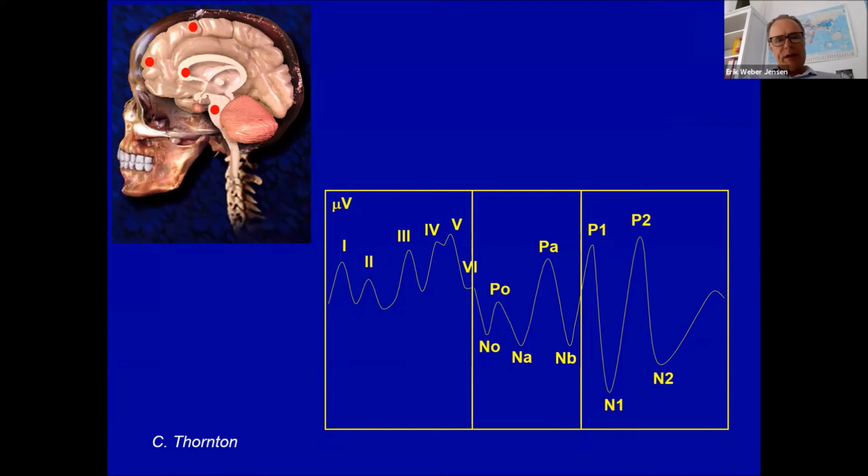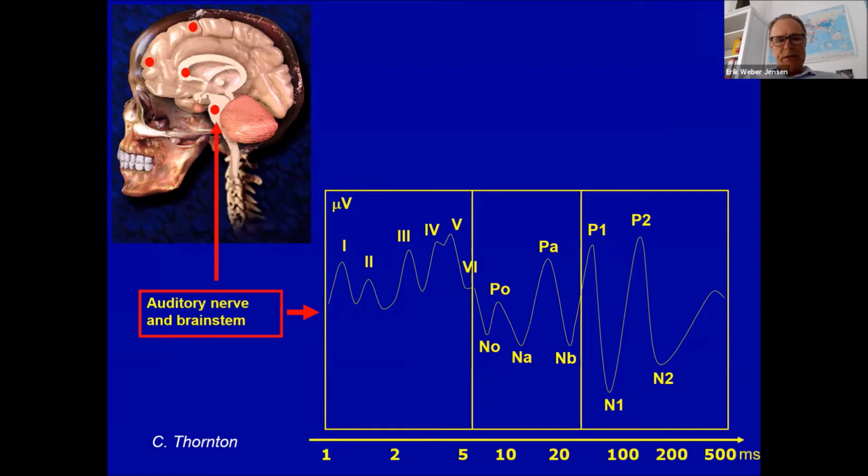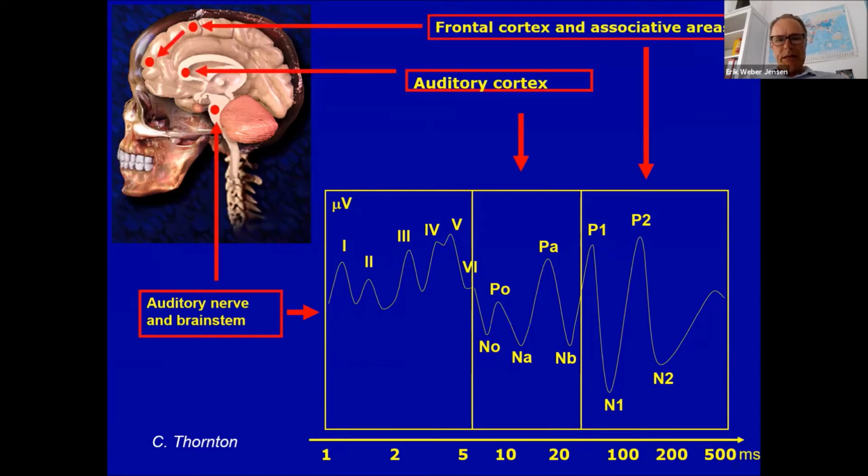So the fascinating part of the AEP is that we can actually identify the specific components. Right after the stimulus, the auditory nerve and brainstem signal, and then later followed by the middle latency AEP and the long latency AEP. So brainstem auditory evoked potential, middle latency, and long latency AEP. The times down here in milliseconds are the time after an acoustic stimulus is given to the patient, and this is the electrical response elicited from the acoustic stimulus.